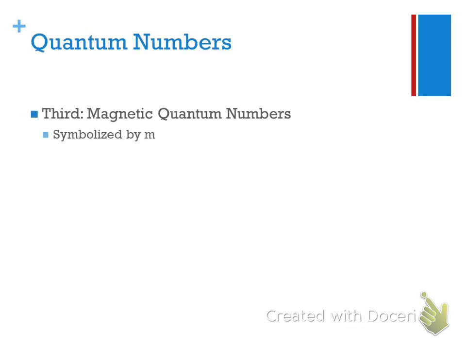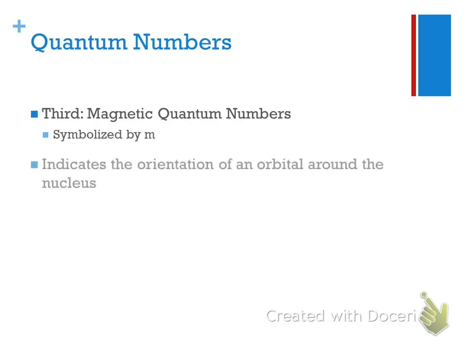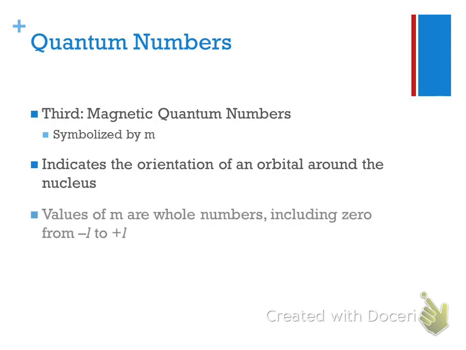Third part of our quantum number is an m, a lowercase m. And it tells us the orientation of our orbital around the nucleus. So when we say orientation, remember that's kind of how it's situated around the nucleus. Is it laying flat? Is it vertical? Is it tilted? What's it doing around the nucleus, or what axes is it on? Okay. So values of m, this one is important, are whole numbers, including 0, from negative L to positive L.